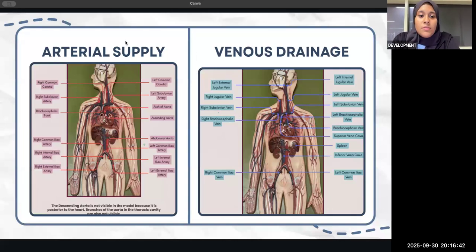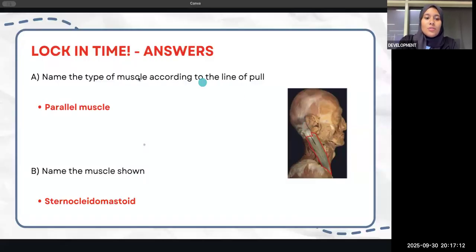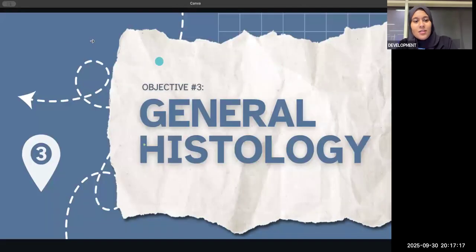Okay. So, alhamdulillah, we finished all the body systems. Now question time. So, name the type of muscle according to, no, wait. Guys, you've made the mistake. Yes, parallel, exactly. Pay attention to the question. According to the line of pull, that's parallel. Name the muscle shown. Now you can say it. Sternocleidomastoid. Exactly. So take care of the wordings, please. And that's it, guys. Now we can go into histology.